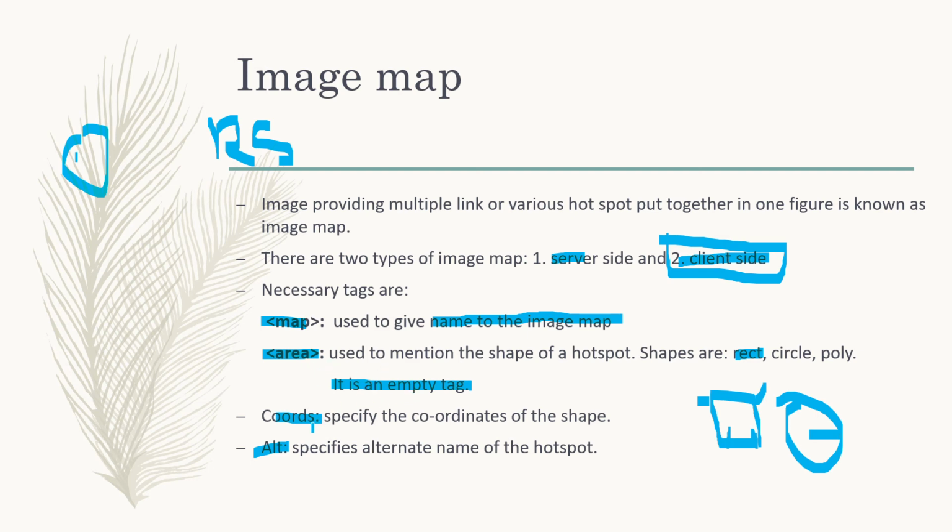Now coordinates are used to specify the coordinates of the shape. Now alternate, already described, is the alternate name given to the hotspot.